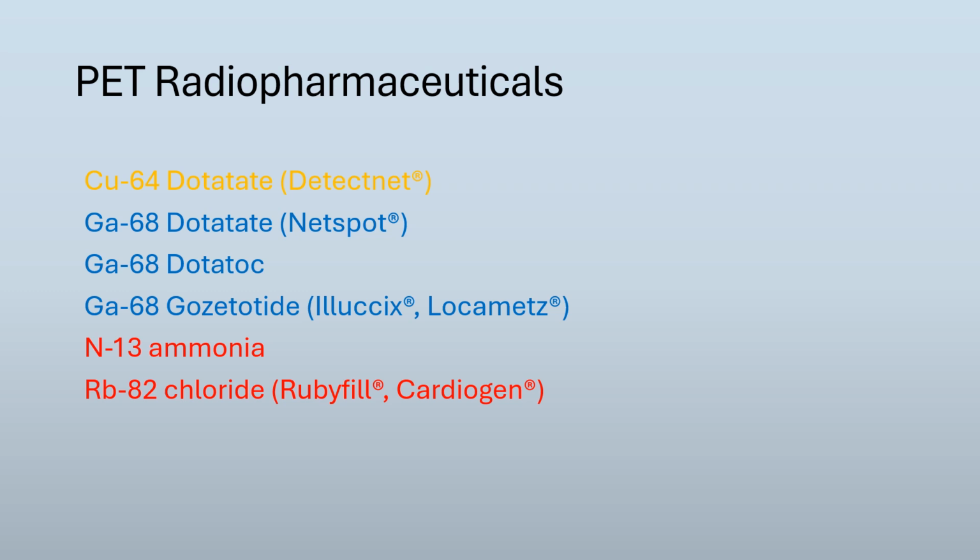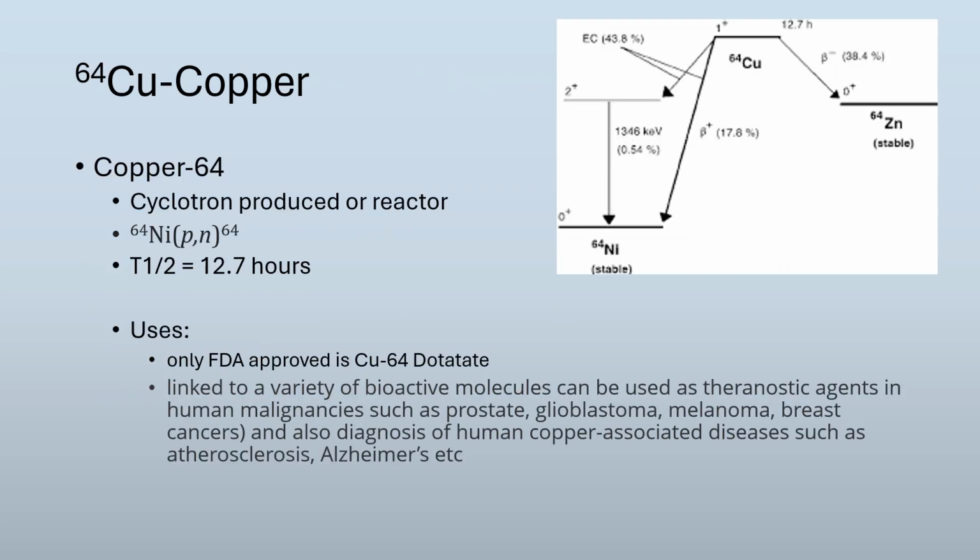So other PET radiopharmaceuticals include copper-64 dotatate and gallium-68 dotatate, which are used for neuroendocrine tumors. Gallium-68 gosotide is another PSMA agent, and then we have the cardiac agents. Copper-64 is typically cyclotron produced, but it can also be produced in a reactor. It comes from nickel-64, bombarding that with a proton.